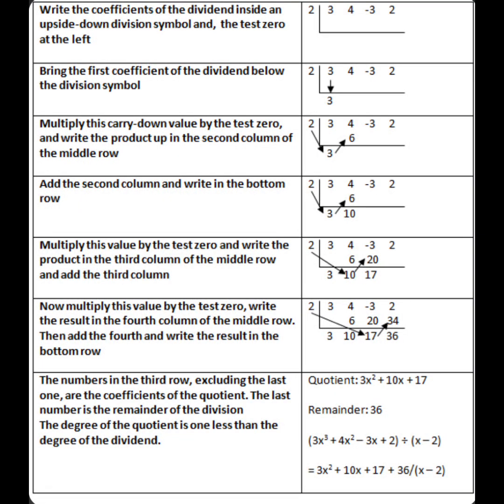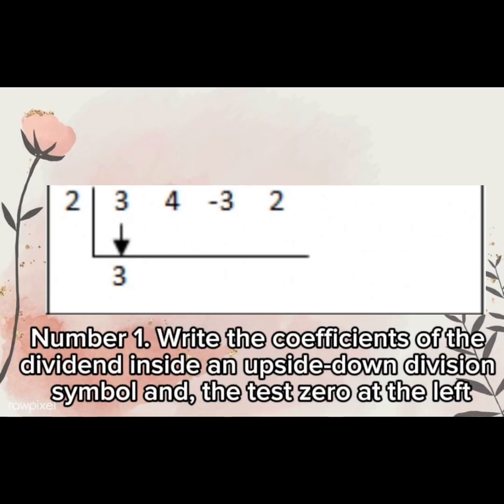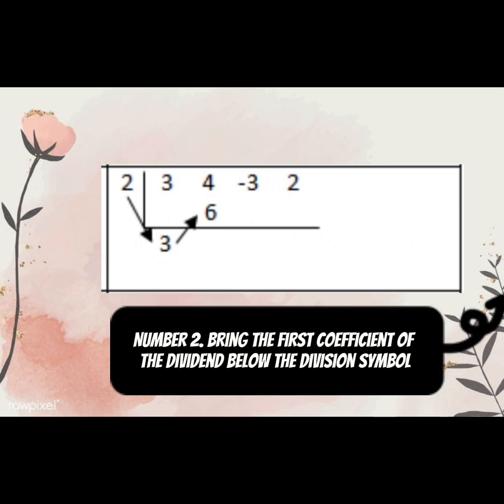This is the example. Let's read the steps out. Number 1. Write the coefficients of the dividend inside an upside-down division symbol and the test 0 at the left. Number 2. Bring the first coefficient of the dividend below the division symbol.